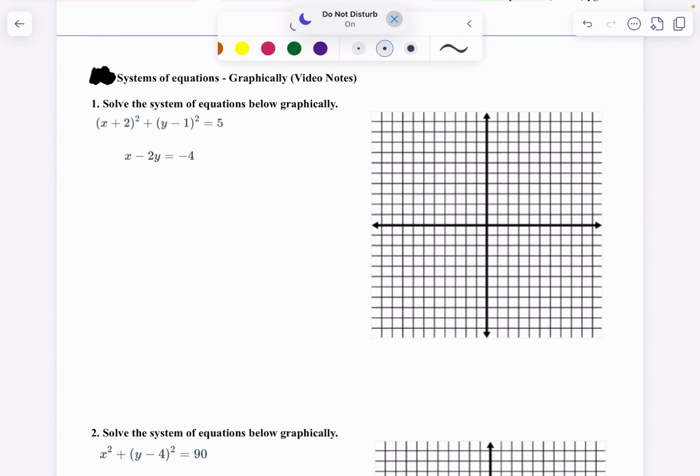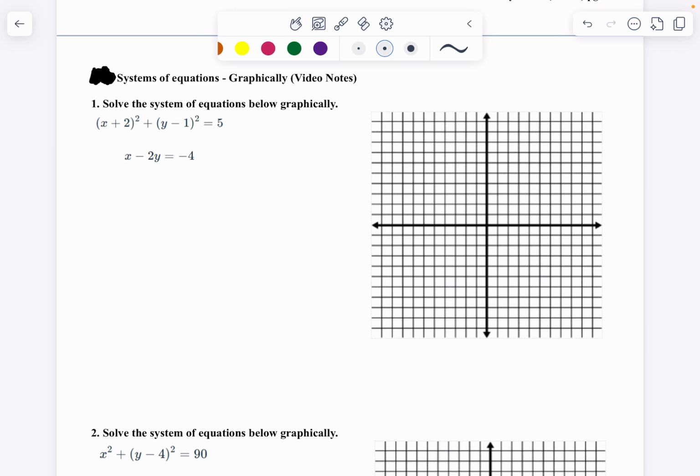Hello everyone, today we are learning about systems of equations. We're going to focus on doing it graphically, and in tomorrow's lessons we will look at it from the algebraic point of view. So the first graph we have is (x + 2)² + (y − 1)² = 5.